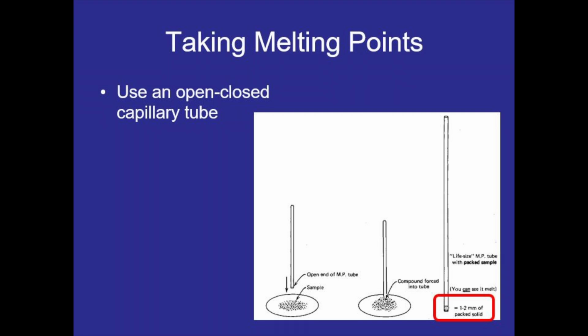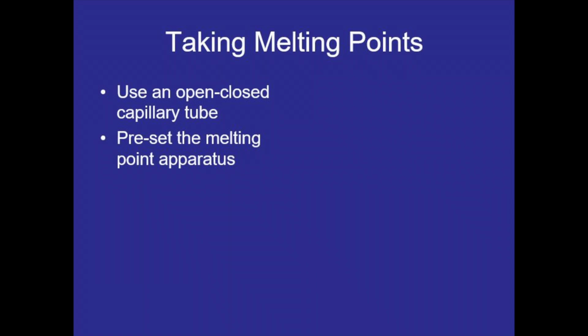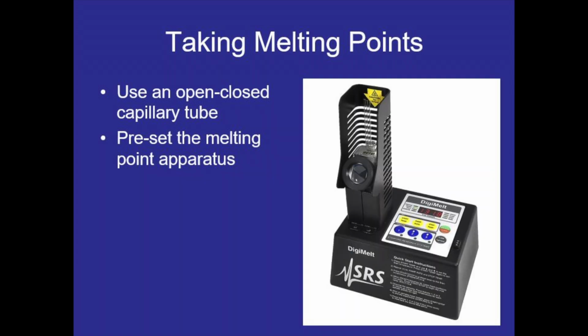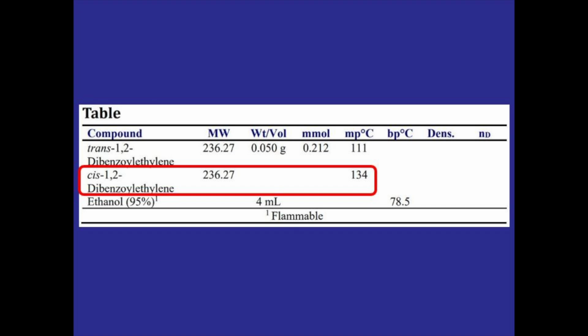And we don't need very much, 1 to 2 millimeters will be just perfect for taking the melting point range. Then we'll preset the melting point apparatus, which looks like this. We'll want to set the starting temperature a few degrees below the actual melting point, just in case there is contamination. So for our compound, which has a melting point of 134, usually 5 degrees lower is a good starting point, so we'll start at 129 degrees Celsius.